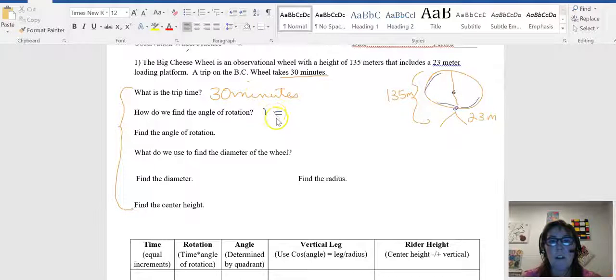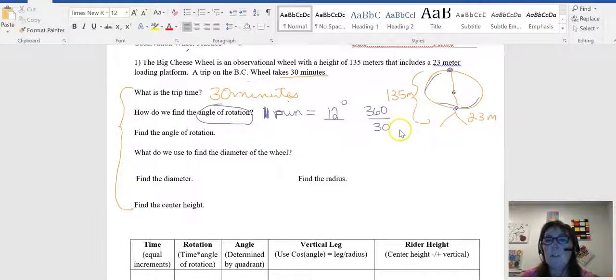The next thing I want to figure out is how many degrees, this is going to represent my angle of rotation, how many degrees will I go in just 1 minute? So 1 minute is equal to how many degrees? All I need to do is, if I go around in one complete circle, that's 360 degrees. So I take 360 divided by my 30 minutes, and that tells me that for every minute that I travel, I go 12 degrees. So after 15 minutes, I would be at 180 degrees. I'd be at the top of the Ferris wheel.